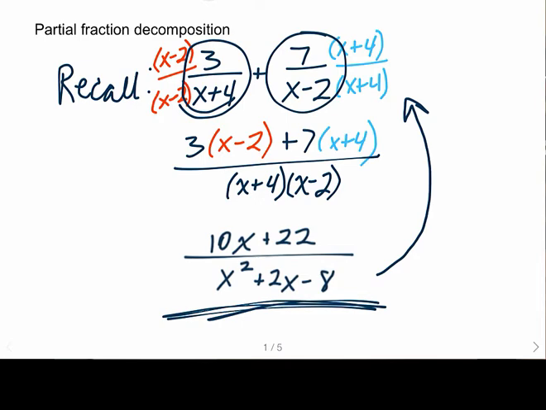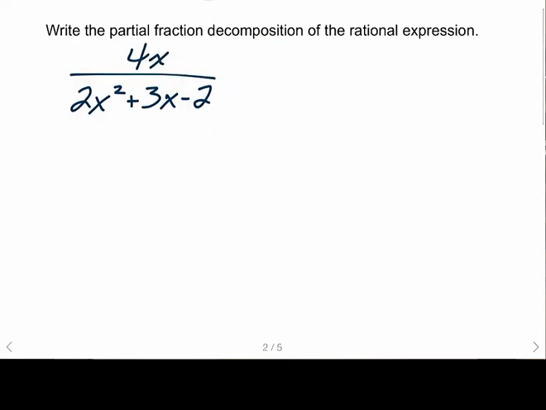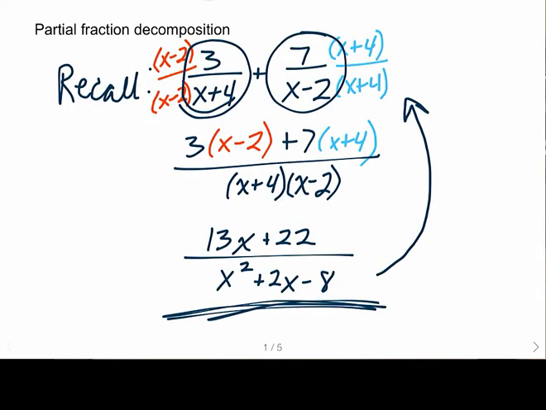those one by one through our examples, starting with: find the partial fraction decomposition of the rational expression 4x over 2x squared plus 3x minus 2. The first thing I notice, and it's very important, is that the denominator can be factored. This is essential, if we look back at what we just did, to coming up with the partial fractions. We have to be able to factor a denominator.